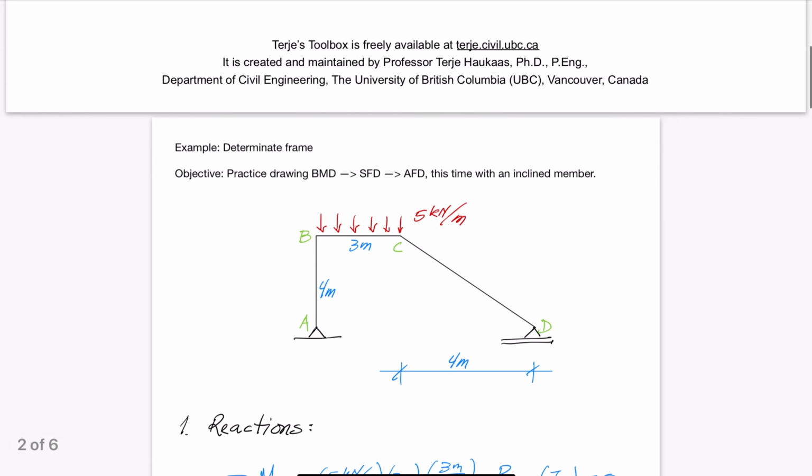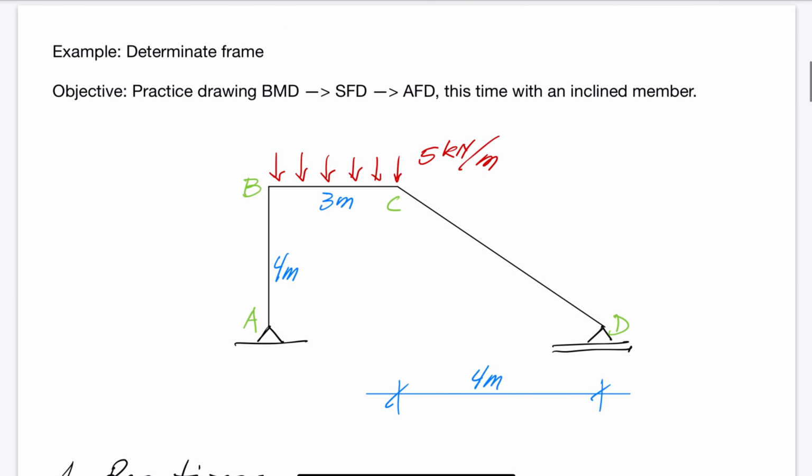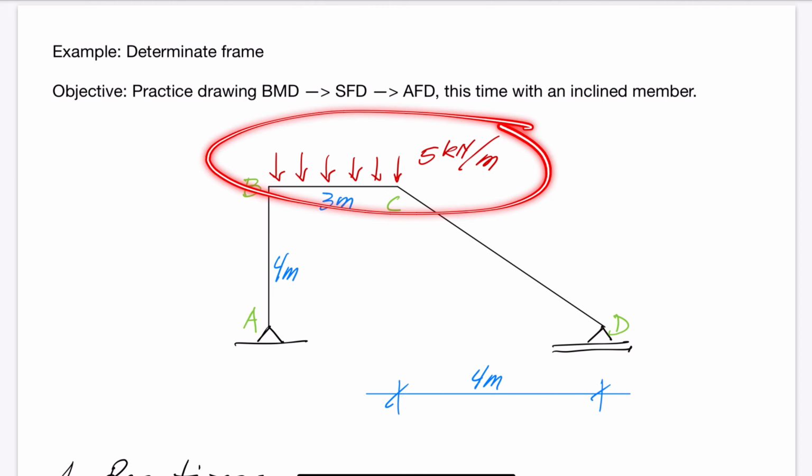The frame considered in this example is statically determinate and similar to the portal frame addressed in a video posted adjacent to this one at terje.civil.ubc.ca Toolbox. However, we will learn more in this example about joint equilibrium, because column CD is now inclined. Also, the load is here arbitrarily selected to be acting vertically on beam BC.